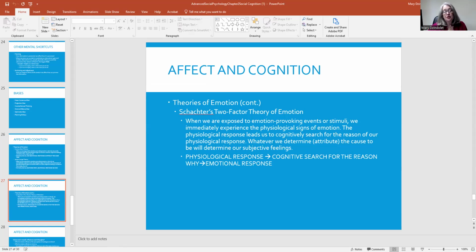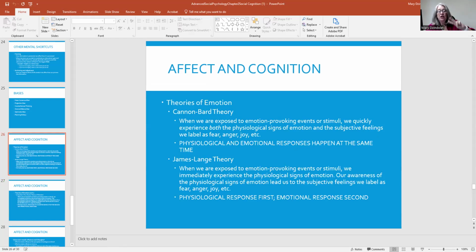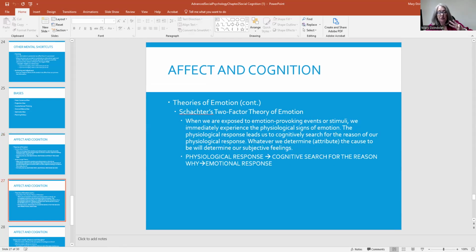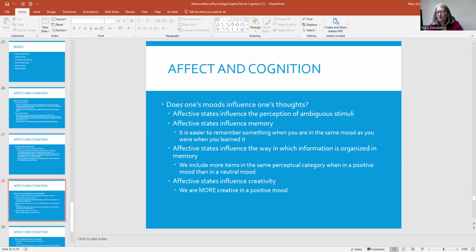Okay, but that's Schachter's two-factor theory of emotion. So those three, the Cannon-Bard, the James-Lange, and Schachter's two-factor, are classic theories of how our emotions work. And with the last one, Schachter's two-factor theory of emotion, you can see how our thoughts, our cognition, play a huge role. Basically, Schachter says that your thoughts will determine what emotion you're going to have, okay?